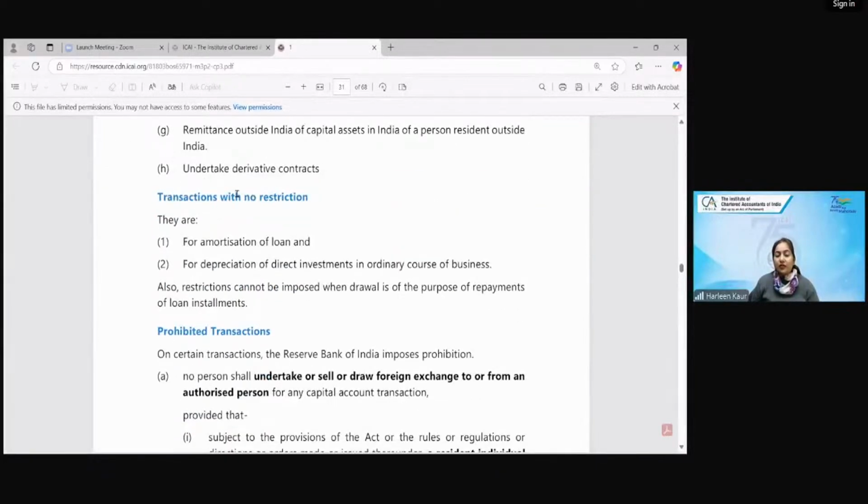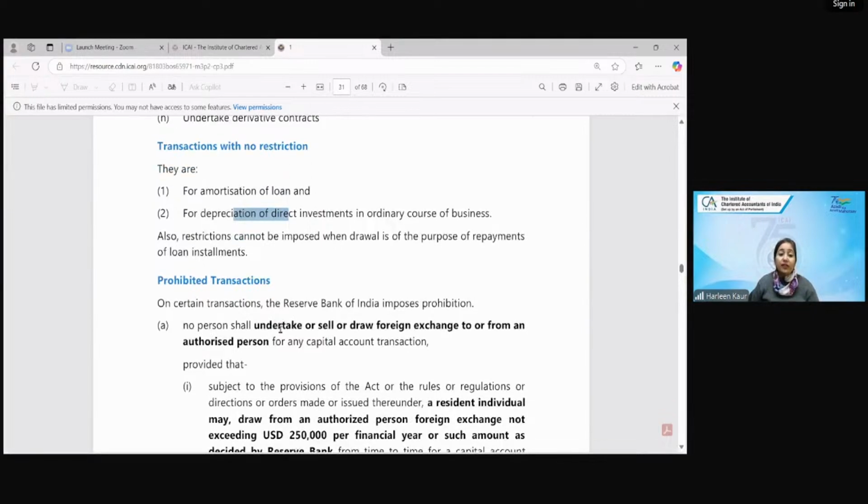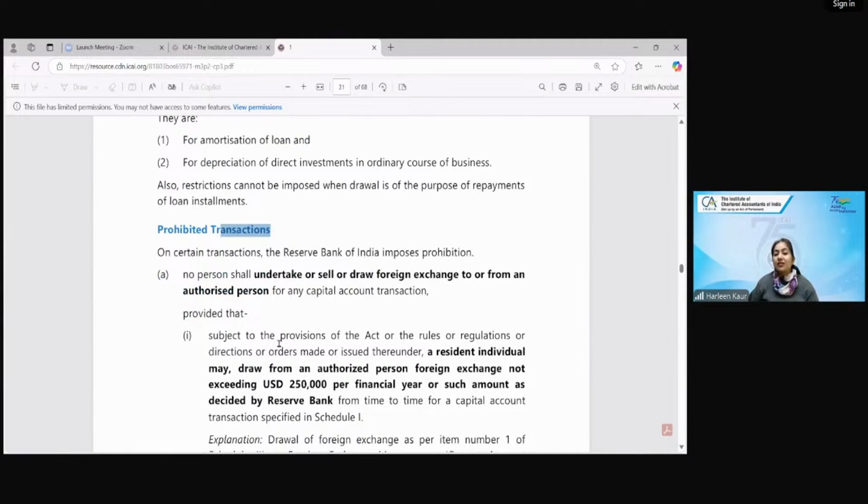Transactions with no restrictions. We have already done amortization of loan and depreciation; no restrictions are required. Prohibited transactions. Now, these are prohibited transactions where restrictions have been imposed. What are the restrictions? The Reserve Bank of India imposes prohibition. It says that on these transactions RBI has imposed a restriction.